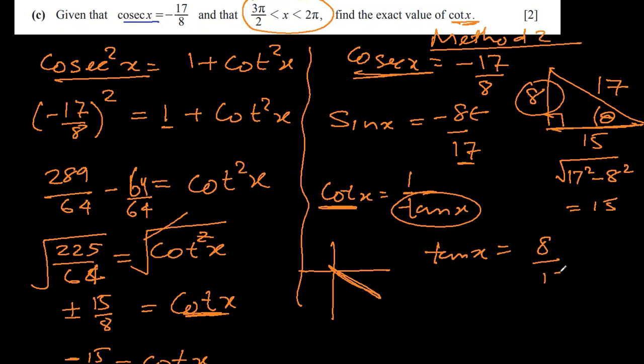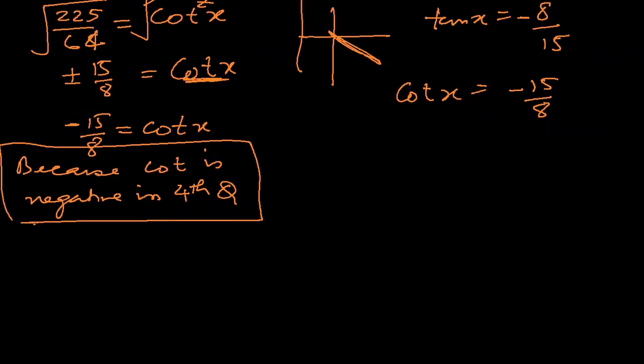over adjacent, 15. This is the fourth quadrant we are talking about, where tan is negative. It's minus 8 over 15. And now if we want cot, cot will be the reciprocal of this, which is minus 15 over 8. And exactly the same answer as we got in the previous method.